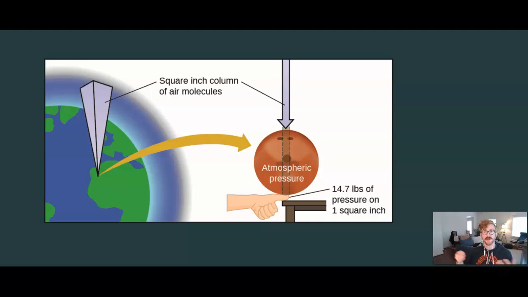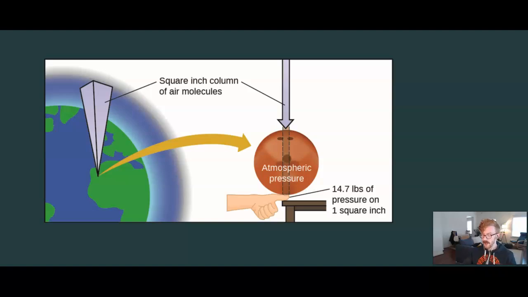To begin the topic of gas pressure, it's useful to first discuss pressure in terms of something we might have heard of, atmospheric pressure. We define atmospheric pressure as the force exerted by a column of air in the atmosphere, that force on 1 square inch of space. That's one way to think about atmospheric pressure.